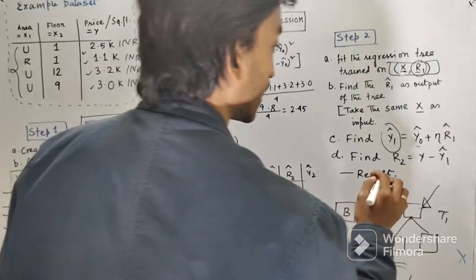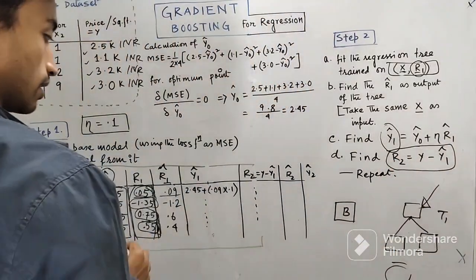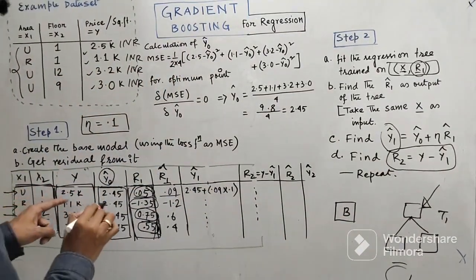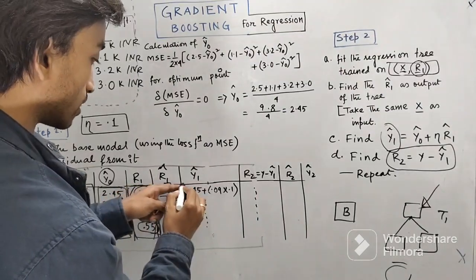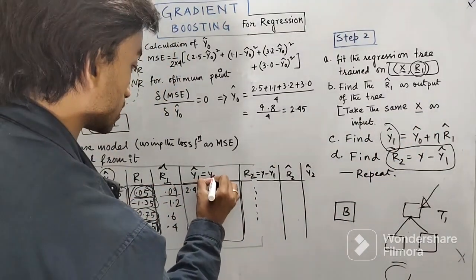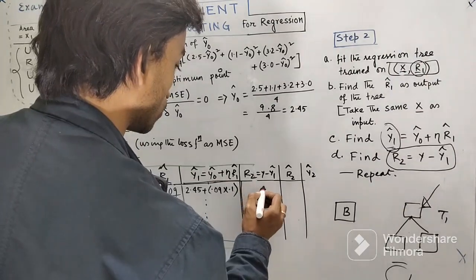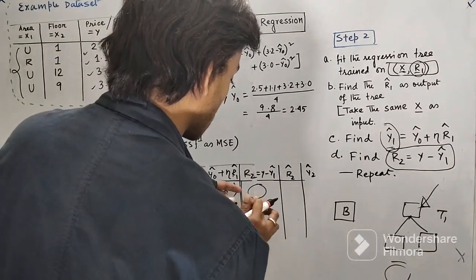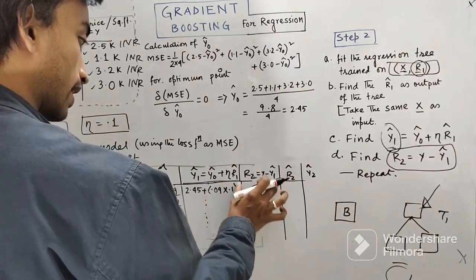Then you have to find this R2. How to find this R2? That is nothing but the same output of the main data set minus Y1 hat. And Y1 hat will come from this equation, that is Y0 plus eta R1 hat. From here you will find this R2.